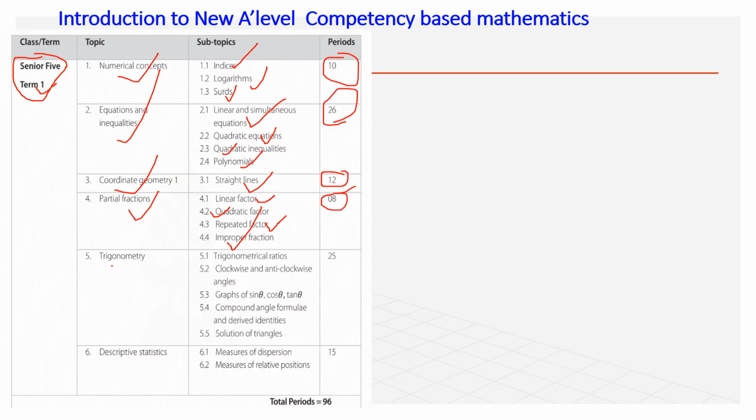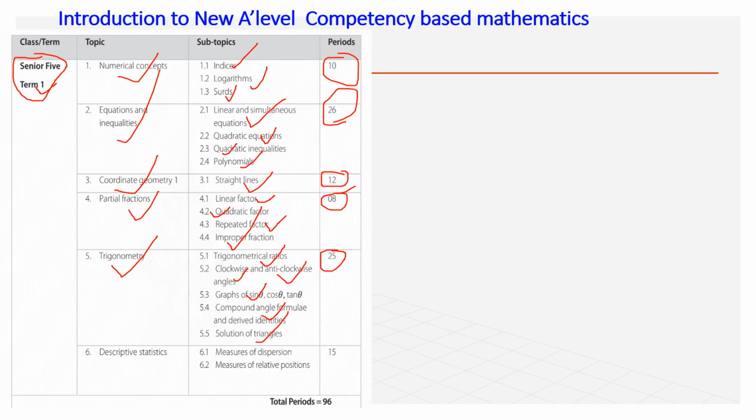Topic number 5 will be trigonometry with the subtopics trigonometrical ratios, that is the sine, cos, tan, etc. We shall measure angles, clockwise and anti-clockwise angles. We shall have graphs of sine, cos, tan. These are the 3 trigonometric ratios. We shall have compound angle formulae and the derived identities. Then lastly we shall have solutions of triangle, that is the cosine, sine rule, etc., area of a triangle. Then this will take us 25 periods.